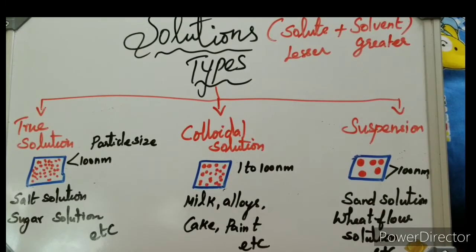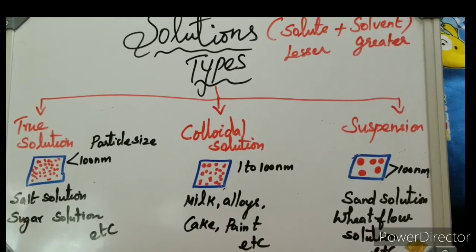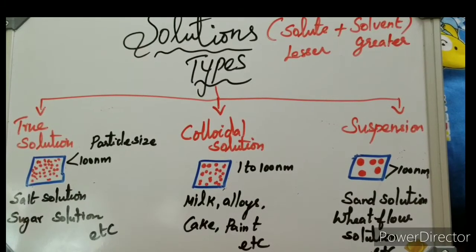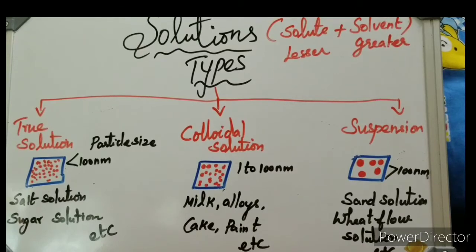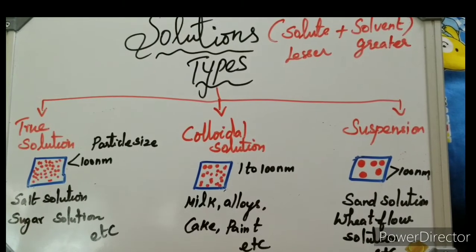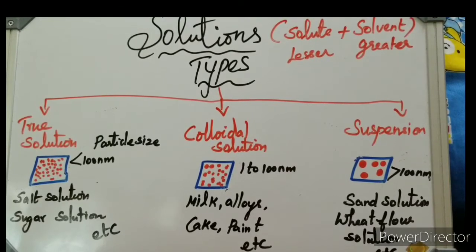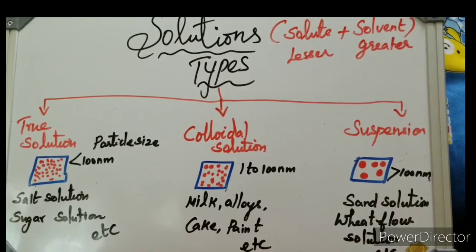That type of solution is called a suspension, because the particle size is greater than 100 nanometers. Then what is a colloidal solution? A colloidal solution is one where the particle size is in between a true solution and a suspension. The particle size ranges from 1 to 100 nanometers. The size ranges between a true solution and a suspension.